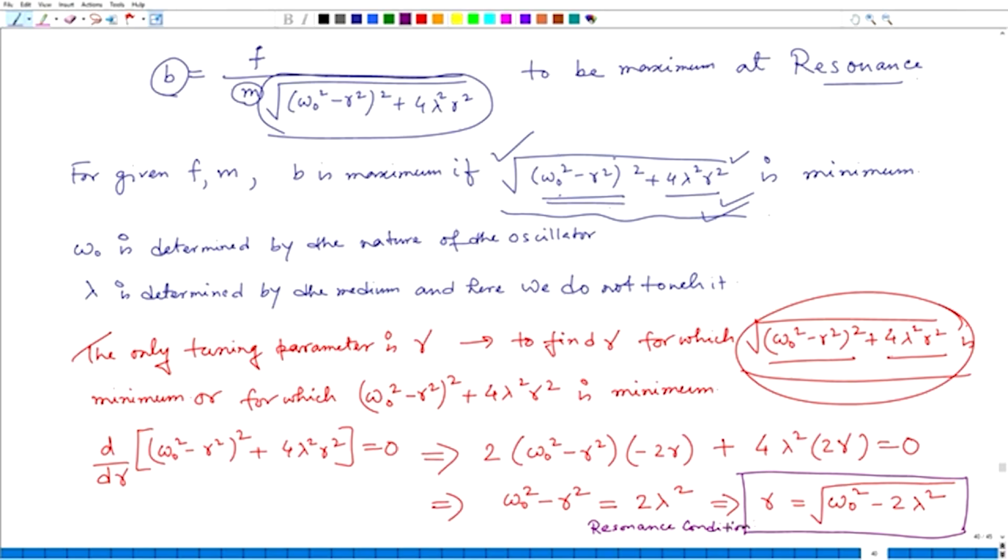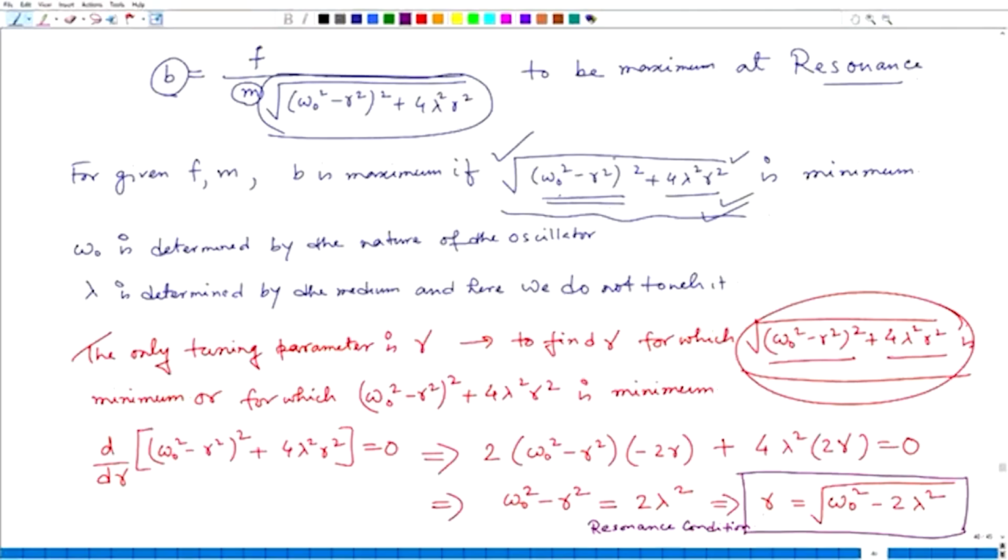Now, it also depends on people. Some people can be non-flexible, rigid. They can say, well, I choose to call resonance when omega 0 is equal to gamma. But if we try to be much more realistic, and afterwards in electricity or electronics, you will see that this is the definition of resonance, which is much more practical. This will give you that gamma, which is the periodic force frequency, should be equal to root over omega 0 square minus 2 lambda square.